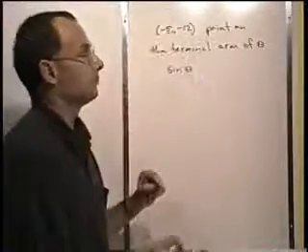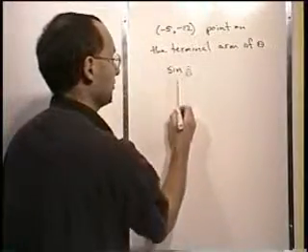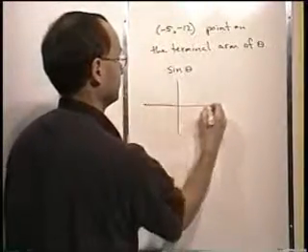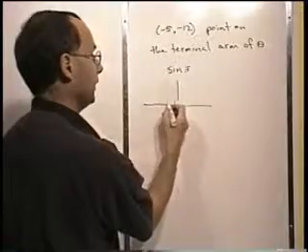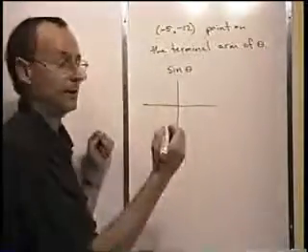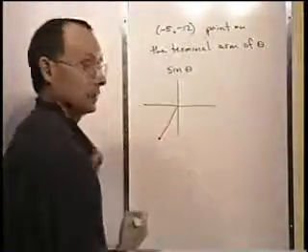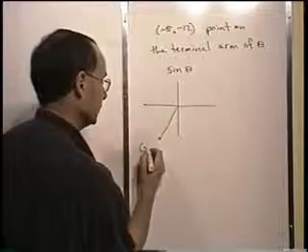This point is on the terminal arm. Well, that gives us something to go by. We can make a drawing. So this point is 5 to the left and down 12, and I'm going to say that it's something like there. So this would be where our terminal arm is, and we have this point.